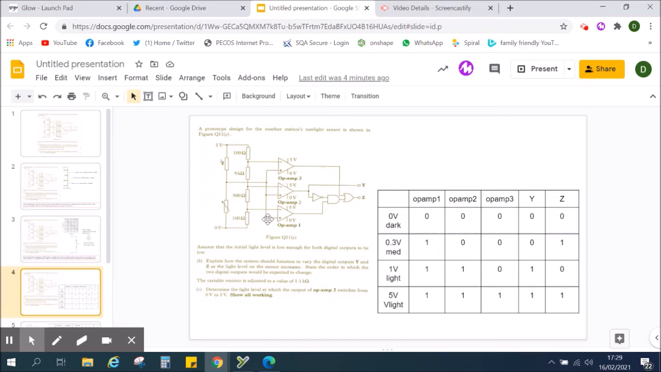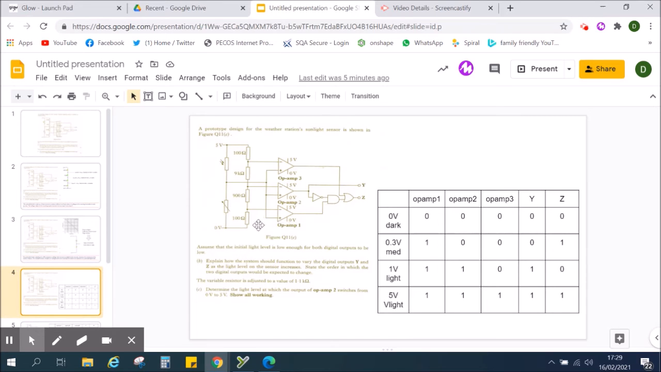I can then analyse each individual op-amp. Op-amp 1, what's happening? Well, the voltage that's being applied here is going to be less than the 0.049. So therefore I'm getting a low signal out. That low signal out means that output Z is going to be off. Okay, these are also giving off signals. So the first line is all the op-amps are off and Y and Z are both off.